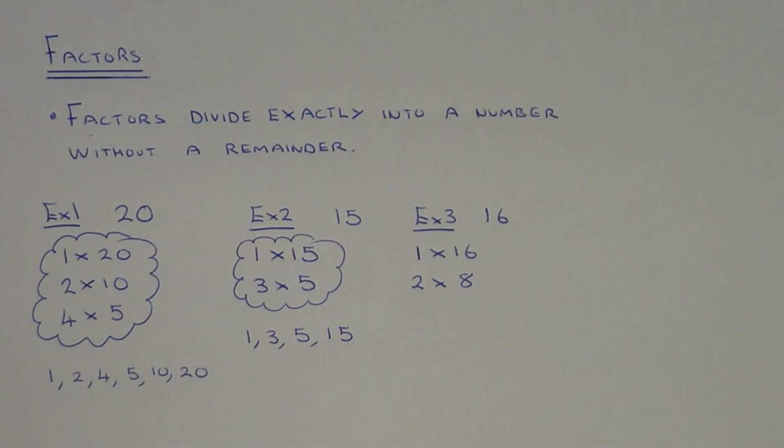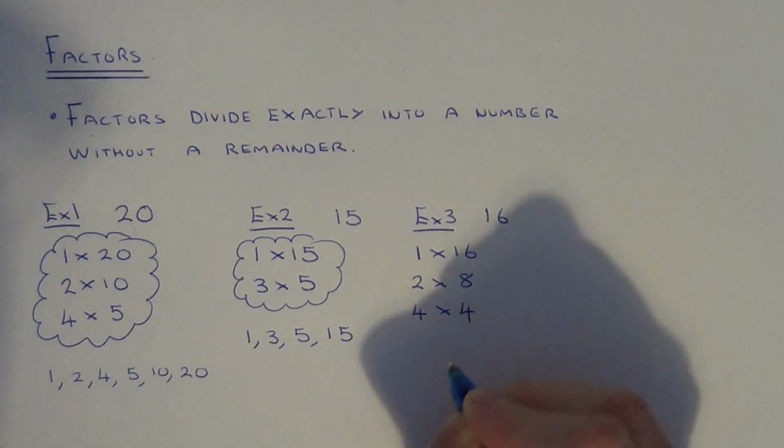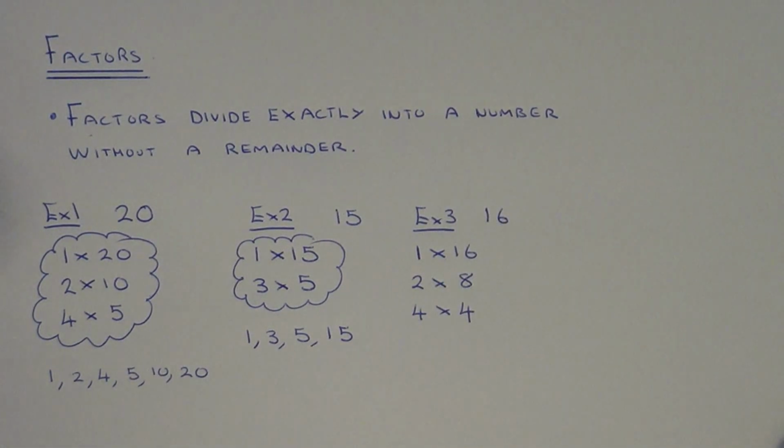So the next times table is your 3's. 3, 6, 9, 12, 15, 18. 3 doesn't work. So our next times table is the 4's. So 4, 8, 12, 16. So that goes 4 times. So 4 times 4. Next times table is your 5's. Does that work? 5, 10, 15, 20. 5 doesn't work. 6, does that work? 6, 12, 18. 6 doesn't work.